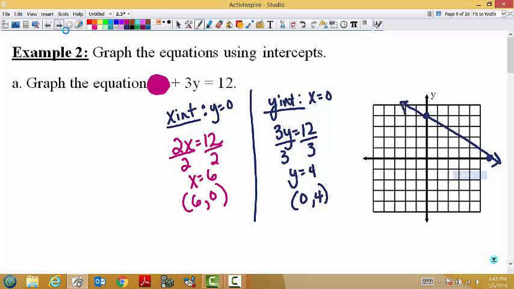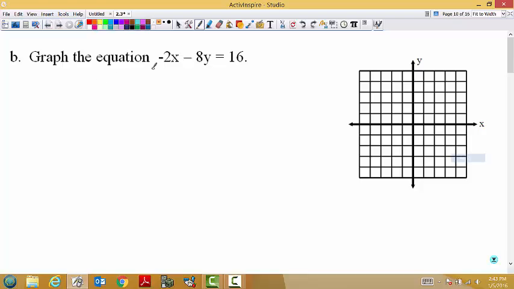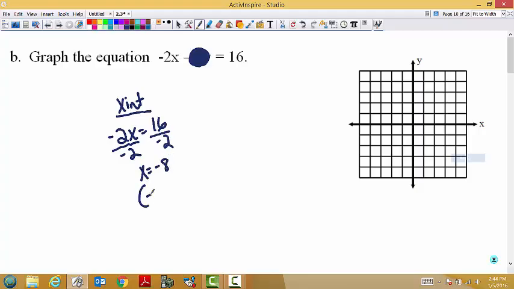Okay, now I want you to try B. So pause it for just a second and try B. Okay, you're back. Good. Did you pause it? Okay, good. So for the x-intercept, I'm going to cover the y. So for the x-intercept, I have negative 2x equals 16. Divide by negative 2. So x is negative 8. So it's the point negative 8, comma, 0.